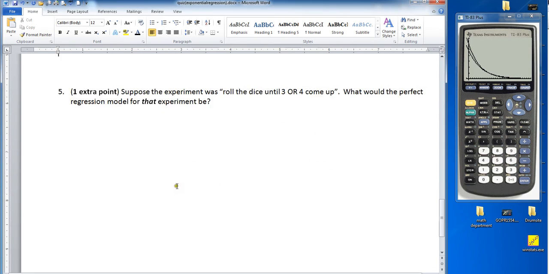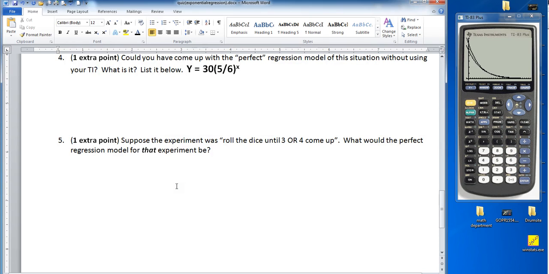The next extra point is, suppose the experiment was roll the dice until a 3 or 4 comes up. What would be the perfect regression model? Well, 3 or 4 means you're losing 1/3 of the results. So the equation would look very similar, except the base should be 2/3, because you're losing 2/6 or 1/3 each time, which means you're leaving 4/6 behind.